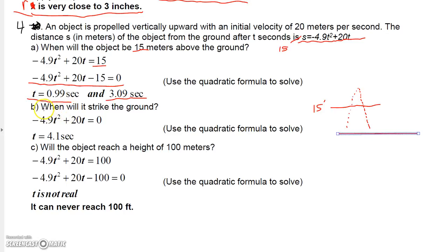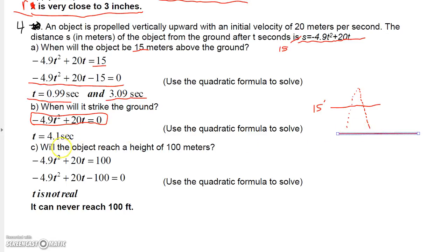Now, when will it strike the ground? Well, you can use the quadratic equation to solve this, or you can solve this by factoring a t out and solving it. But you can use the quadratic formula to solve it as well. You'll find that your answer will be 4.1 seconds. So that's when it'll hit the ground, when it comes back down, at 4.1 seconds.